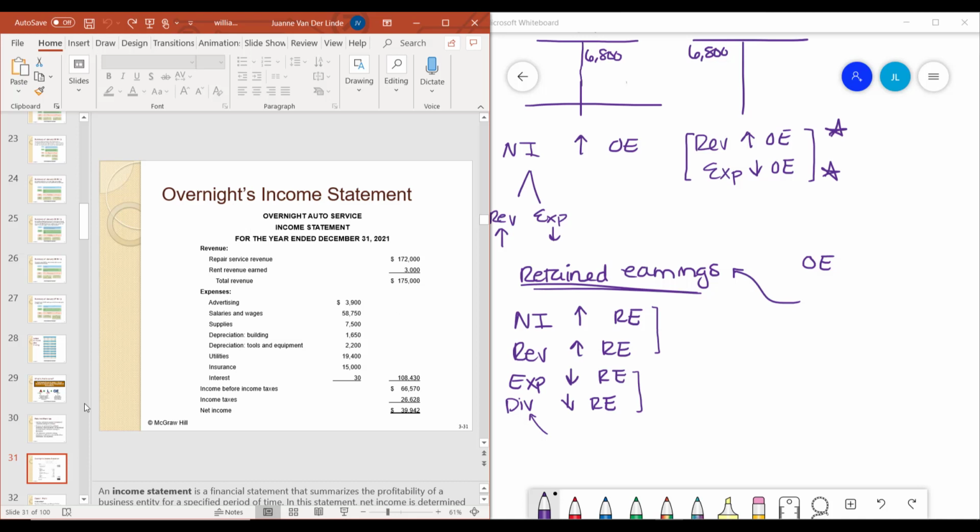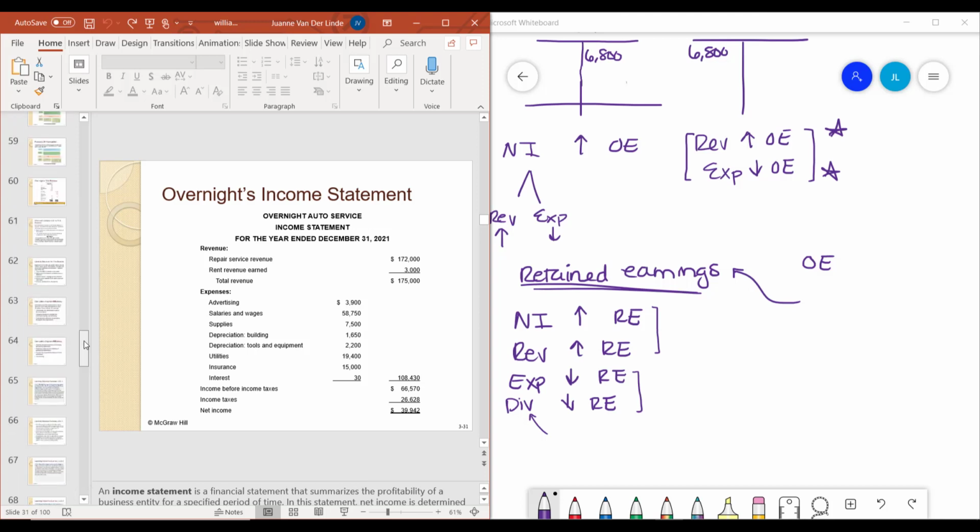And this is just a reminder of what an income statement looks like, and this is specific to Overnight Auto Service based on all those transactions. We have two kinds of revenue here for them. They have repair service revenue and rent revenue earned, and they have all these expenses listed here.